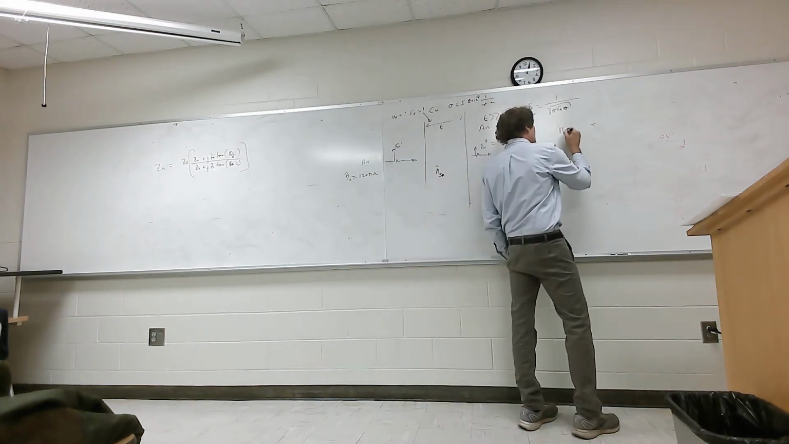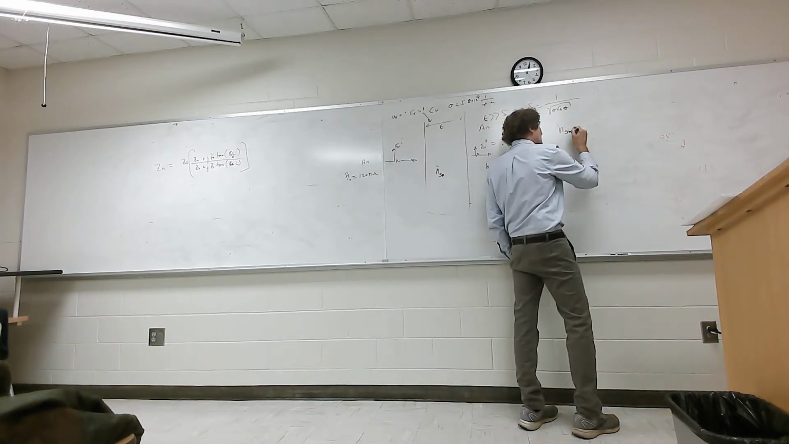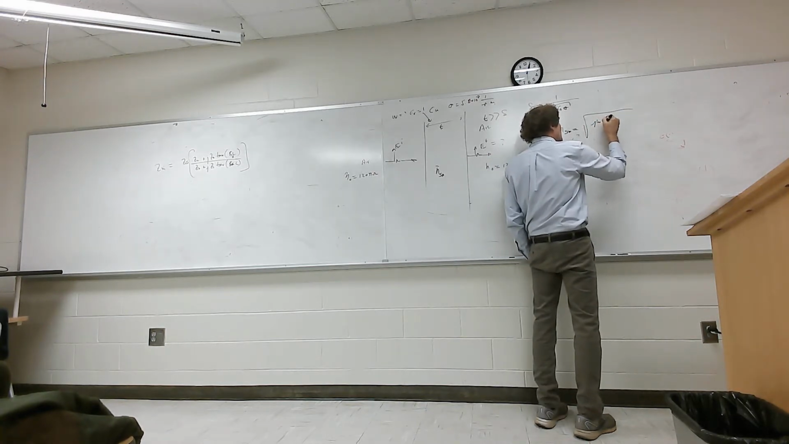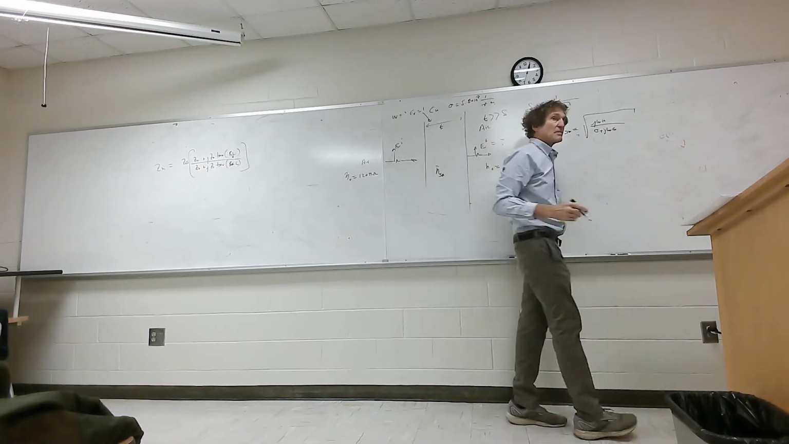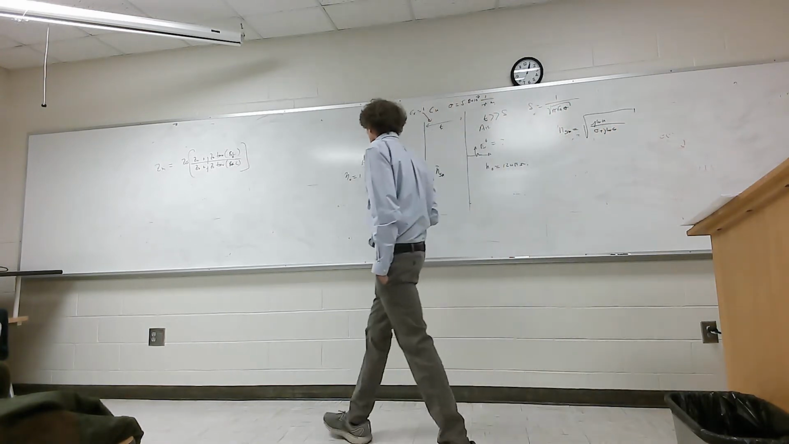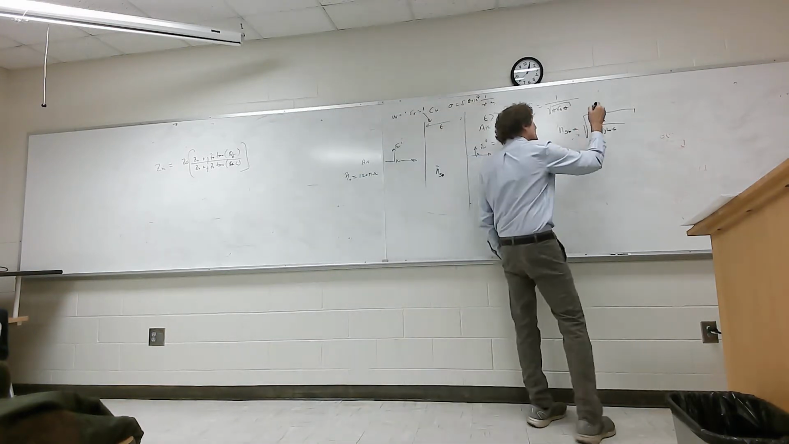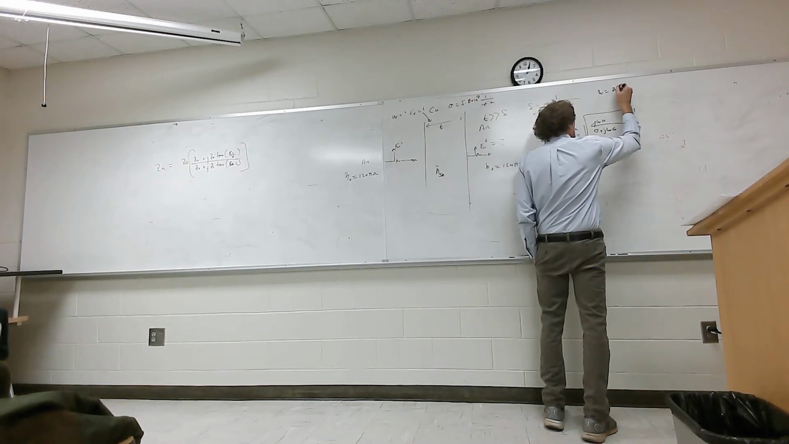So what is eta of the shield? Anybody remember? Square root of what? J omega mu over sigma plus J omega epsilon. Y'all agree with that? And it doesn't really matter what the frequency is at this point. And omega is equal to 2 pi f.